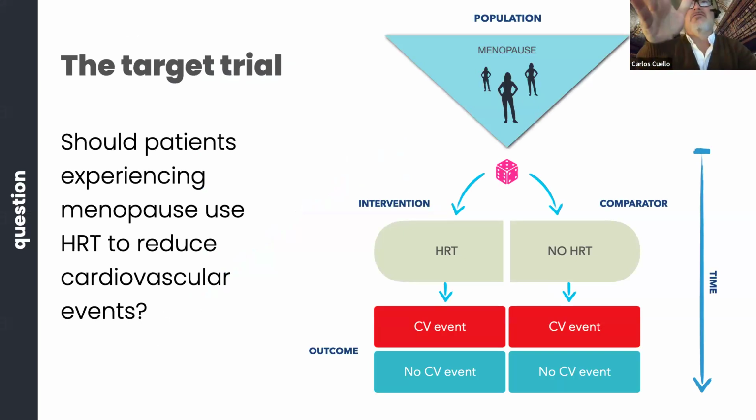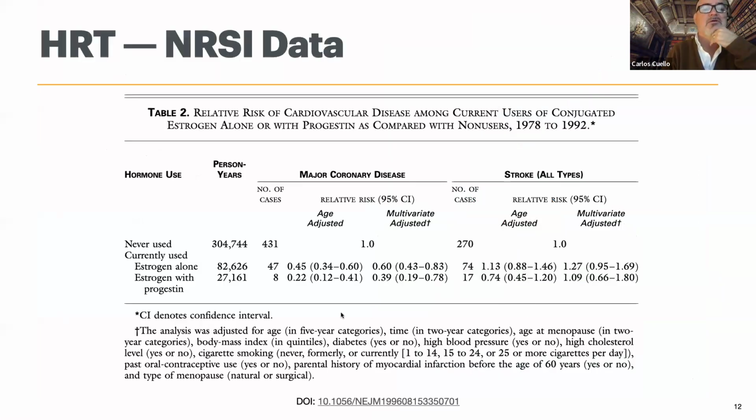For example, the classic example of why, in many systematic reviews, we prefer randomized trials over non-randomized trials. In this question, for instance, we ask if patients experiencing menopause should use hormone replacement therapy to reduce cardiovascular events. If you remember, there was data before saying that using hormone replacement therapy decreased the risks of major coronary disease or cardiovascular events of any other types, but mostly in this case. So it was a very famous study in the 90s.